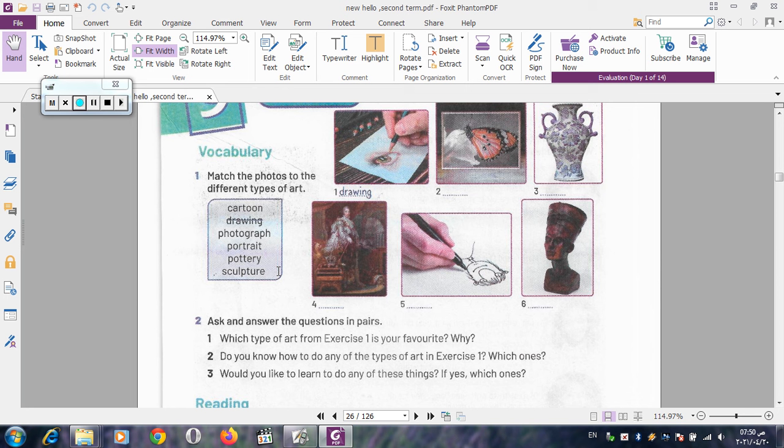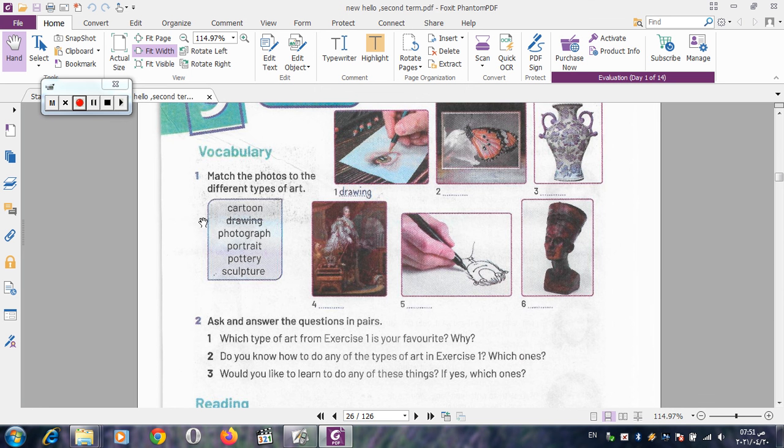A sculpture means a work of art that is made by carving or shaping wood, for example, stone or metal. Which one can be a sculpture? Yes, this one. Pottery refers to things like pots, dishes, etc. made with clay that is baked in an oven, like this one. This is pottery. We have portrait, this one, in French, portrait. We have photograph, this is a photograph, number 2, and cartoon, of course, this one.